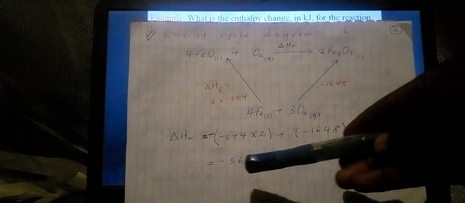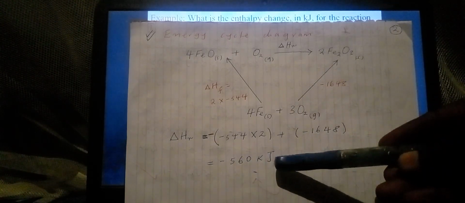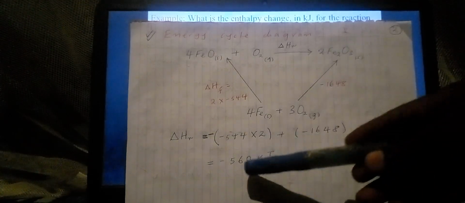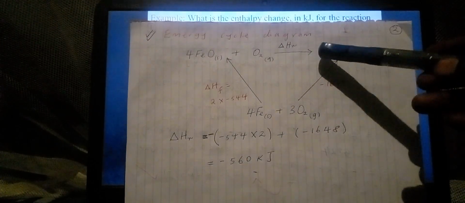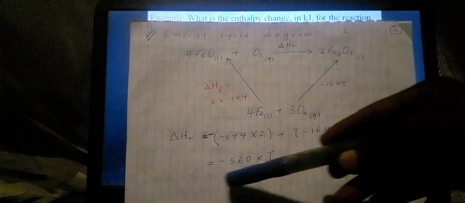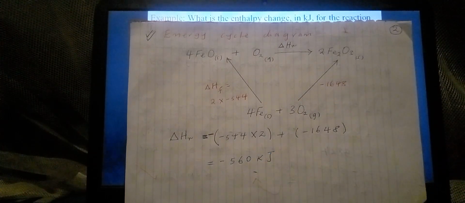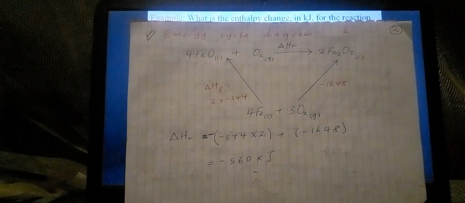So when we compute, our final answer is negative 560 kilojoules. So remember you are forming 2 moles, that's why it is just kilojoules here. But if you were to get kilojoules per mole, it means we divide this one by 2. So our final answer is negative 560 kilojoules, as you can see from that calculation. So you can use your calculator and compute to see if you can get the same.